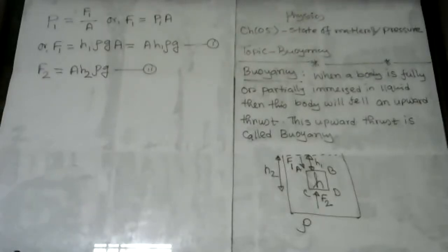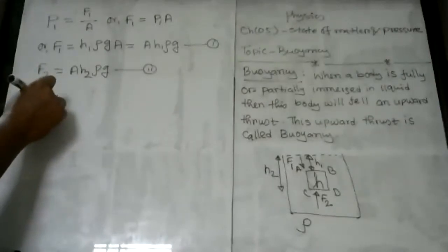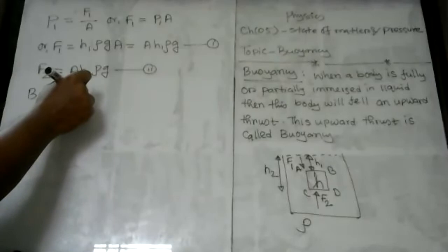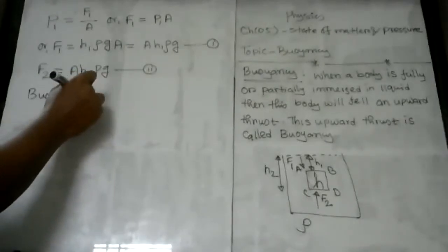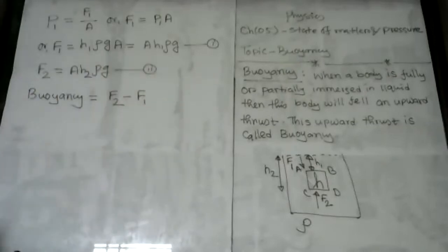So because of F1 and F2 acting, the resultant thrust that is applied on this body must be acting in the upward direction, because F2 is greater than F1. And this resultant thrust is nothing but buoyancy. So you can say that the buoyancy force will equal the resultant thrust between F2 and F1.